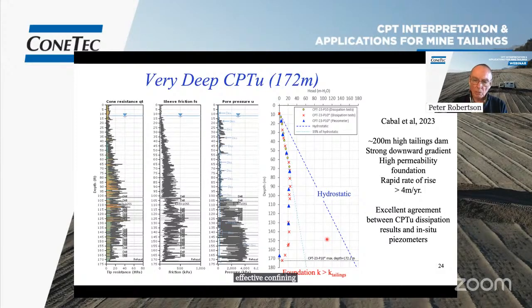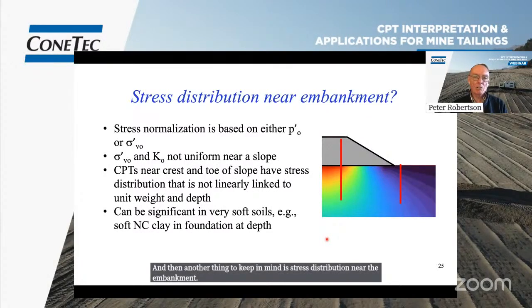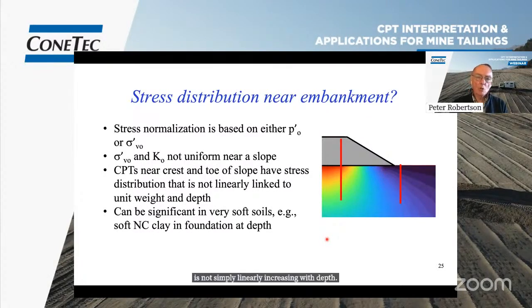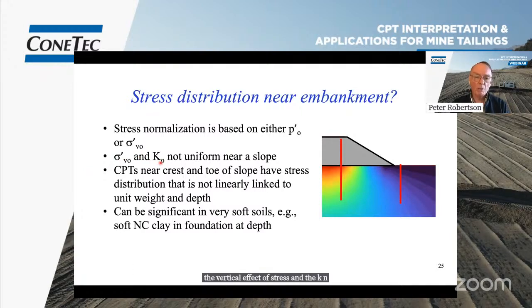And I'll talk a little bit later about what influence that has. And then another thing to keep in mind is stress distribution near the embankment is not simply linearly increasing with depth. So, stress normalization is based on either mean normal stress or vertical effective stress. And the vertical effective stress and the K naught is not uniform near a slope.